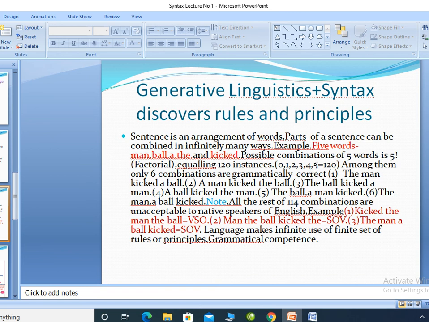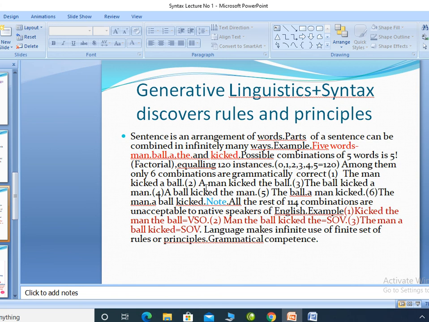Let me give you in Urdu. 5 times 5 is 25... 5 times 4 is 20, 20 times 3 is 60, 60 times 2 is 120. So according to this mathematical formula, we can produce 120 sentences out of 5 words.